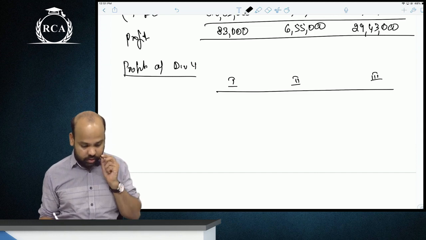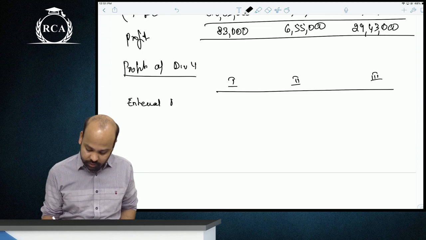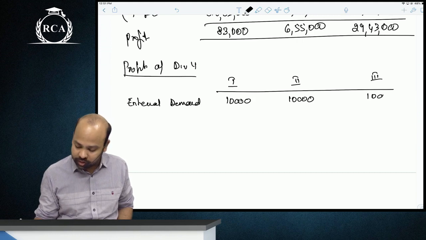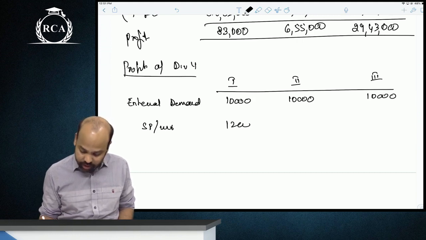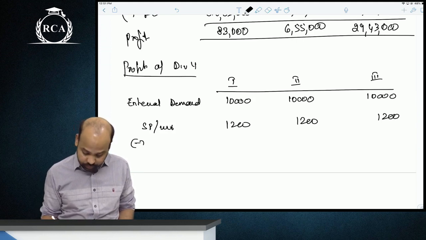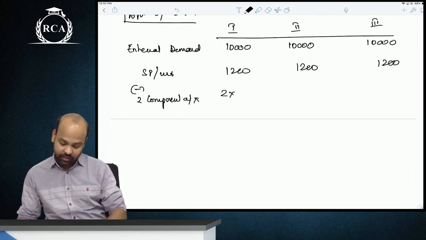Remember, guys, their external demand as such is 10,000 units. Yes, and they need 2 units. Their selling price per unit is 1200, less 2 components of X. So this would be 2 into the case 1 transfer price of 157.